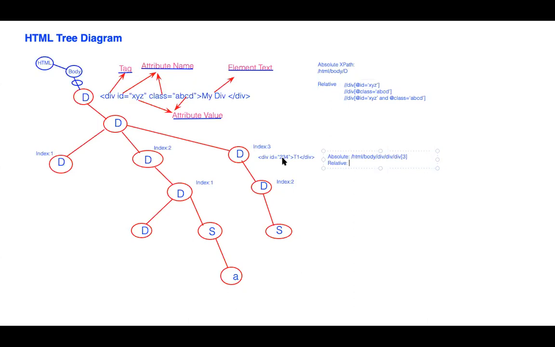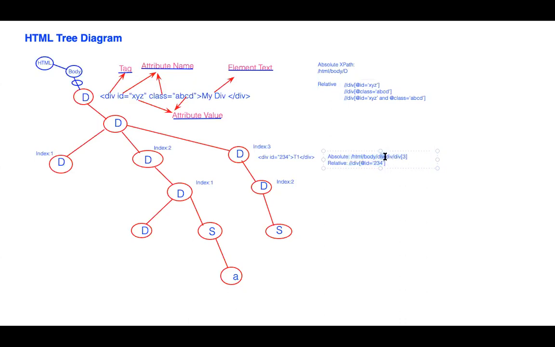So I'll simply write double slash, that is find it anywhere. Name of the tag, which is a div, then square bracket open, which is to specify the condition or predicate section. Then I'll write @id, because if I want to refer to an attribute, I have to put @ in front of it, equal to single quote 234. And that is it. This really looks small, succinct, and better compared to this.